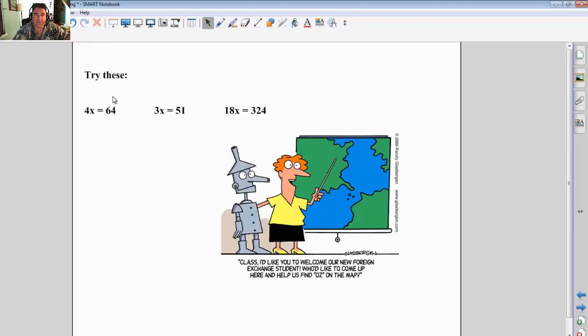Now try these. You have 4x equals 64, 3x equals 51, and 18x equals 324. So go ahead and divide each of those to find what x is. Let's see how you did. Hopefully you divided by 4 to both sides and got x equals 16. Divide by 3 each time, x equals 17. Divide by 18 each time, x equals 18. So the answers are 16, 17, 18. And yes, I did that on purpose.